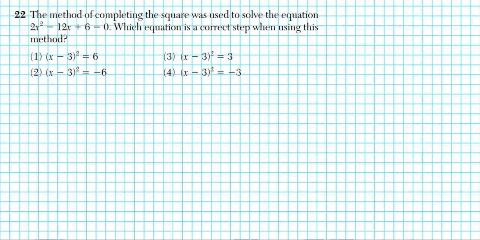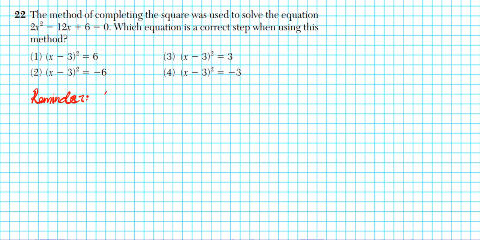Okay, let's take a look at problem 22. It says, the method of completing the square was used to solve the equation 2x squared minus 12x plus 6 equals 0. Which equation is a correct step when using this method? Okay, so one thing you want to remember, real quick reminder for completing the square.